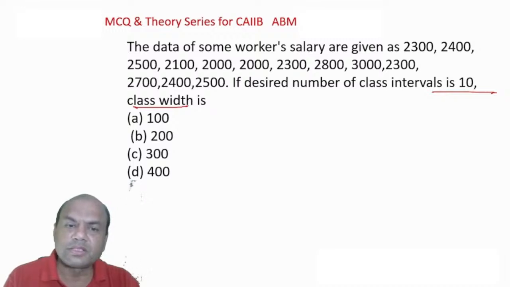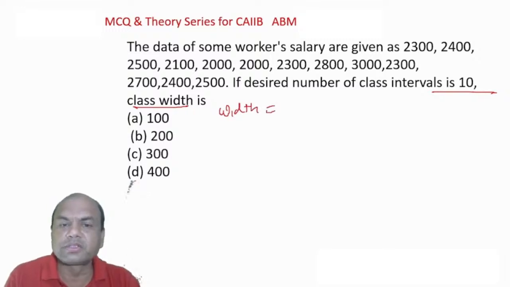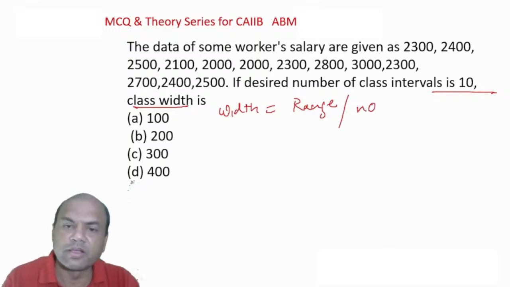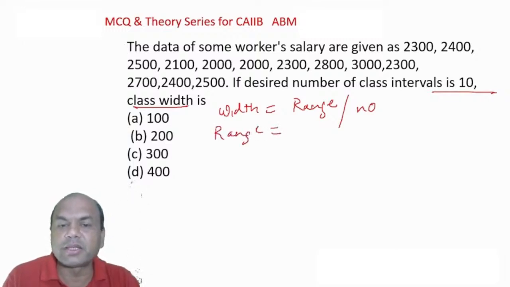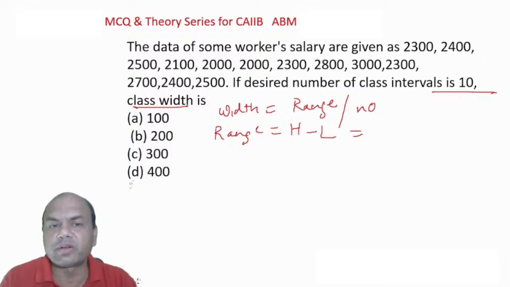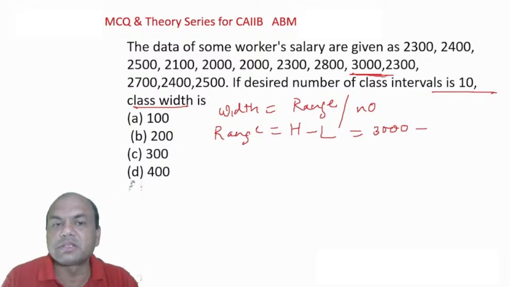Suppose it is like this: width equals range divided by number. Number means the number of classes, how many intervals are required. What is range? Range equals highest minus lowest. What is the highest one over here? Tell me, which number is highest? This, 3000. So 3000 minus the lowest, which is 2000.